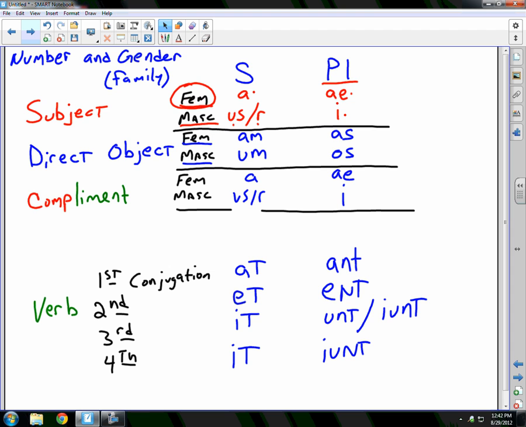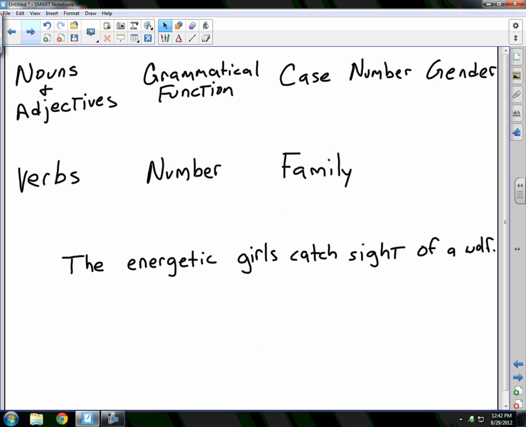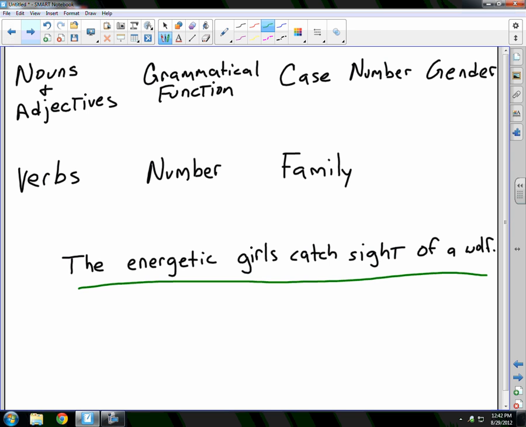Okay, so I know what the grammatical function is, I know what the number is, I know what the gender is for the nouns, and I know what the number and the conjugation are for the verbs. So now I have all of these endings. These are my choices. So when I get into a sentence like the one here on the bottom, the energetic girls catch sight of a wolf, I have to determine the grammatical function, the case, the number and gender for the nouns and adjectives. And for the verbs, I have to come up with the number, singular or plural, and the family, the conjugation, whether it's first, second, third, or fourth conjugation.